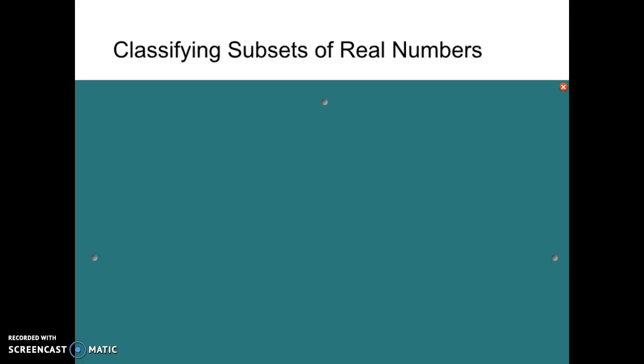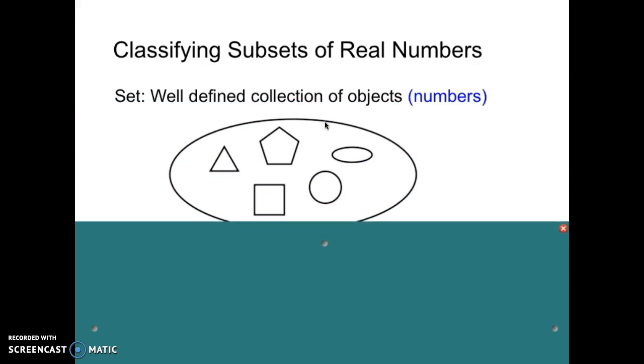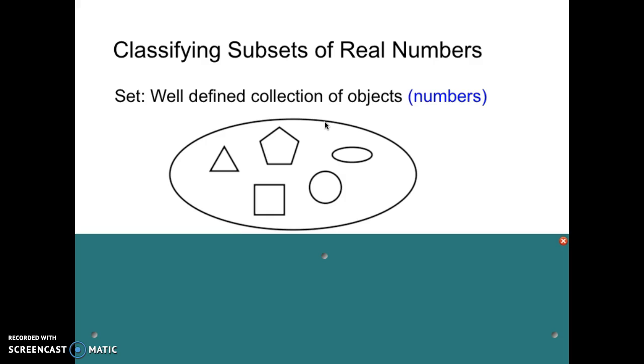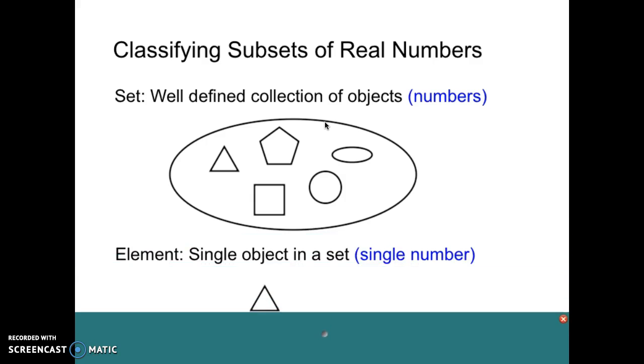Hello, today we're going to work on classifying subsets of real numbers. In order to help, I'm going to take care of a few definitions here. First one, what is a set? A set is a well-defined collection of objects. In my picture here, the geometric shapes are the collection of objects. We'll be working with numbers here in a few minutes.